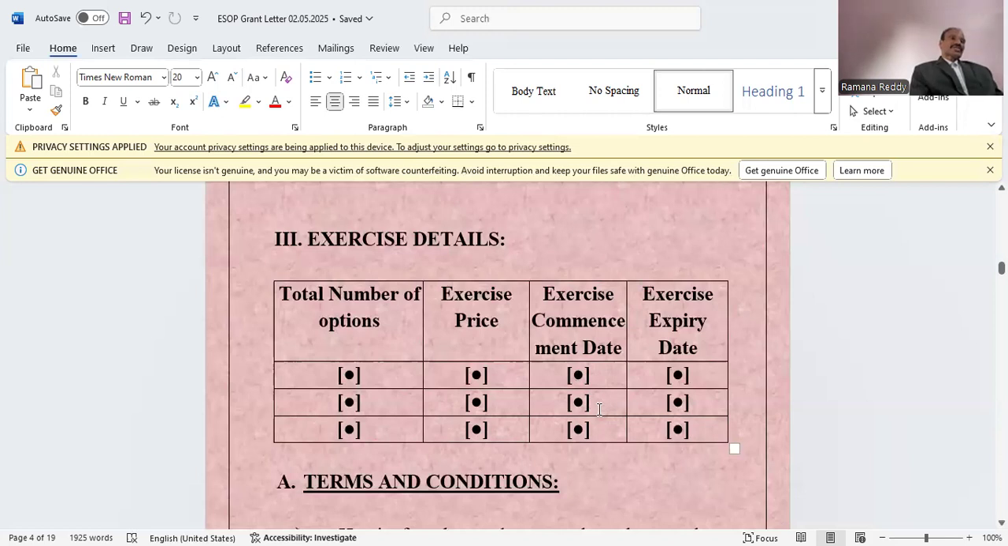Another 20% on 1st June 2027. In the example, we said another 30% third year, that is 1st June 2028. Another 20% 1st June 2029, 4 years. So we gave 4 years. Exercise expiry date. This is a commencement date we are giving. That is the vesting date is the first commencement day, commencement of the exercise date. Vesting date, the first day of the exercise.